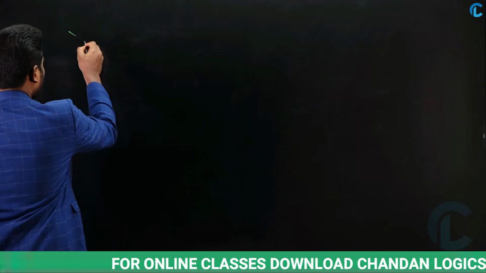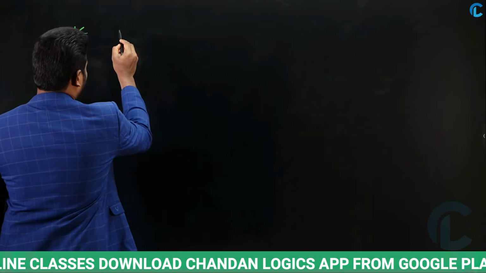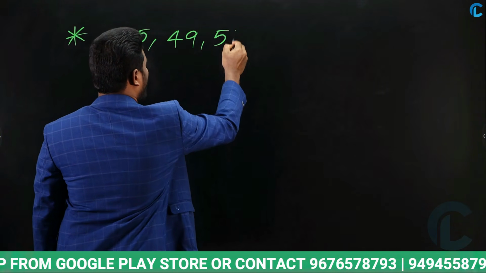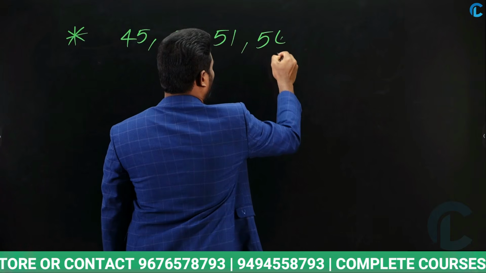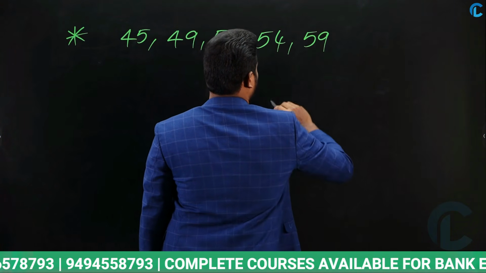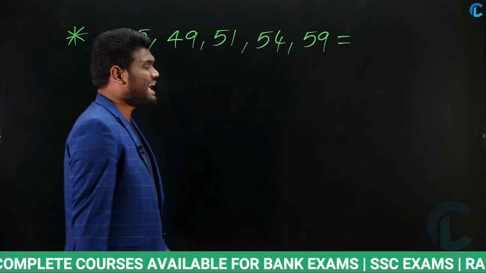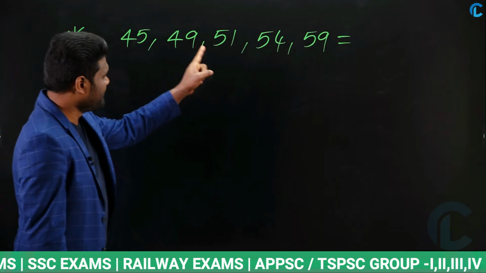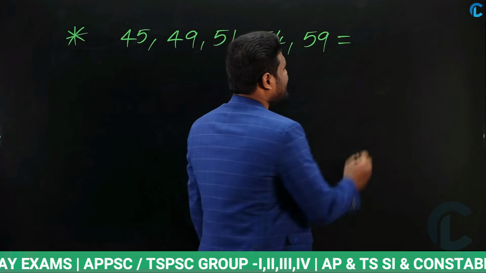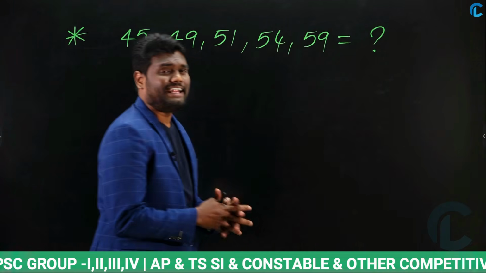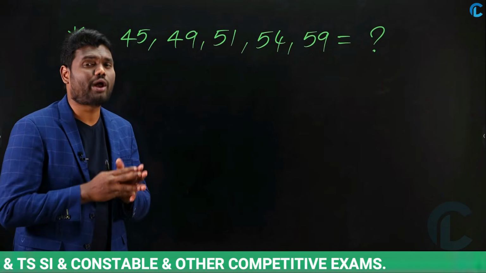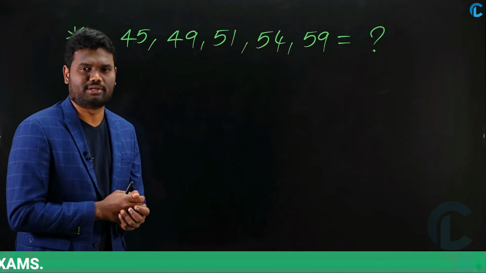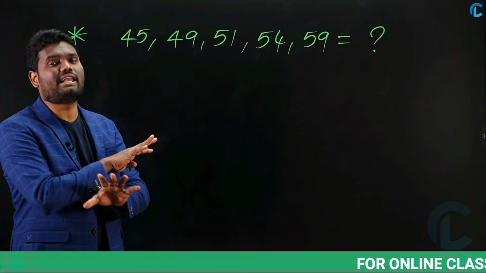Let us say I am going to solve some examples. Let us look at the first example. I have numbers like 45, 49, 51, 54, 59. Now, you are asked to calculate the average of these numbers. What is the average for these numbers? If I need to calculate in a traditional or normal way, then I need to calculate the sum of numbers divided by the number of numbers. Why? The reason is this series is not in arithmetic progression.